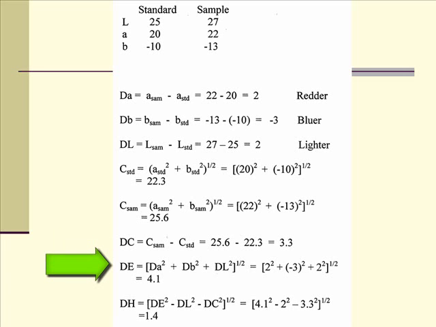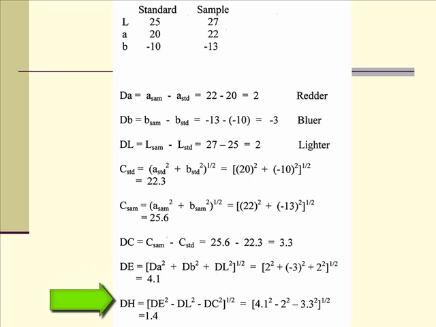Delta E, then we take our delta A value that we got up here, which was 2, and square it. Our delta B value that we got above, which was negative 3, and square that. And then our delta L value, which was also 2, square that. Add those together. These numbers I can do in my head. That'd be 4 plus 9 plus 4. Add those up. That'd be 17. And then you take the square root of 17 and you get 4.1. That's the total color difference.